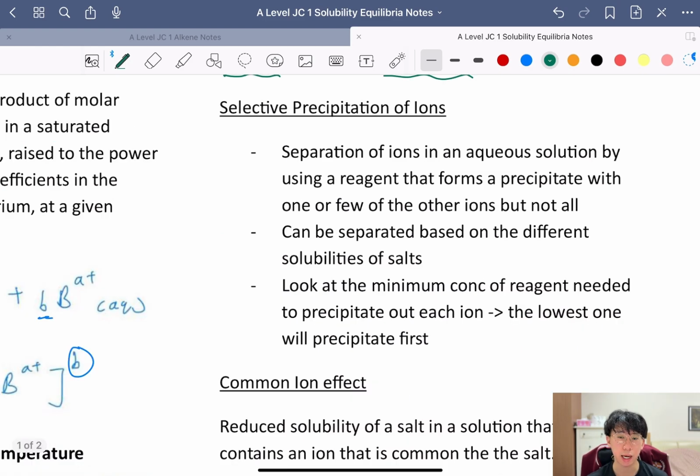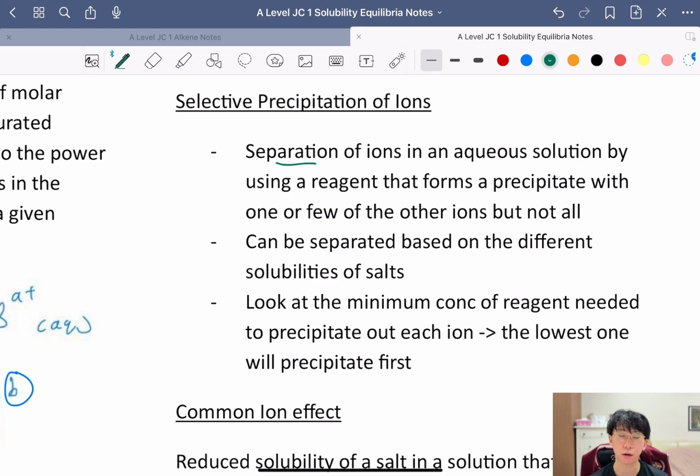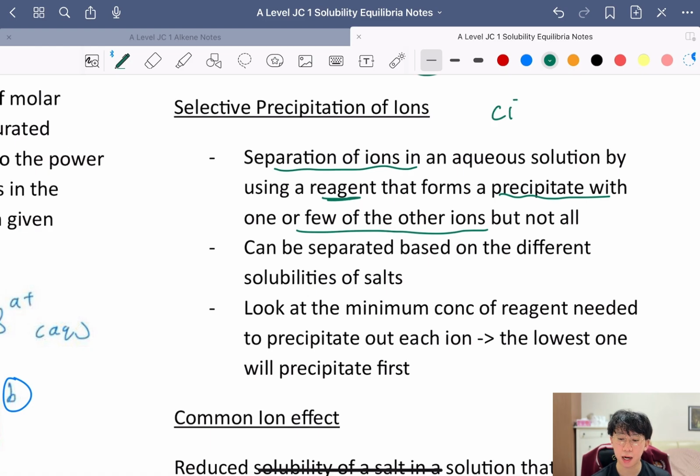Next up is a question type known as selective precipitation of ions. What happens here is you can separate the ions in an aqueous solution based on the precipitates that would be formed using a reagent that forms a precipitate with one or a few of the ions. For example, let's say I have Cl- and Br- inside a solution, and I can put in Ag+ as a reagent to precipitate out Cl- and Br-.